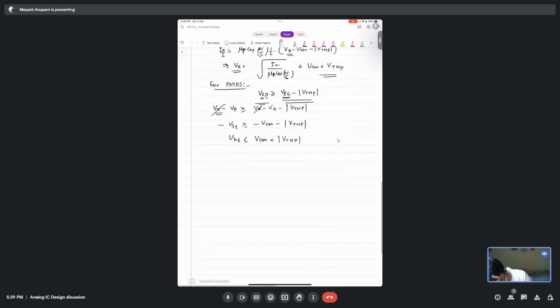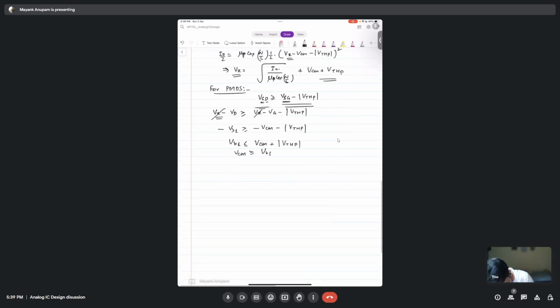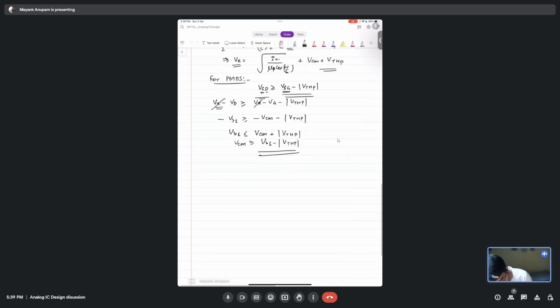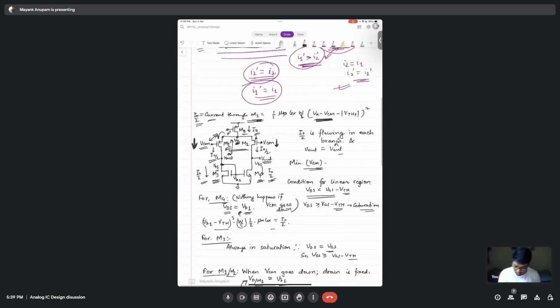So what is VCM? What is the minimum value of VCM? VCM should be greater than VB1 minus mod of VTHP, isn't it? So this is the minimum value of VCM. So VCM min is VB1 minus mod of VTHP. Correct?